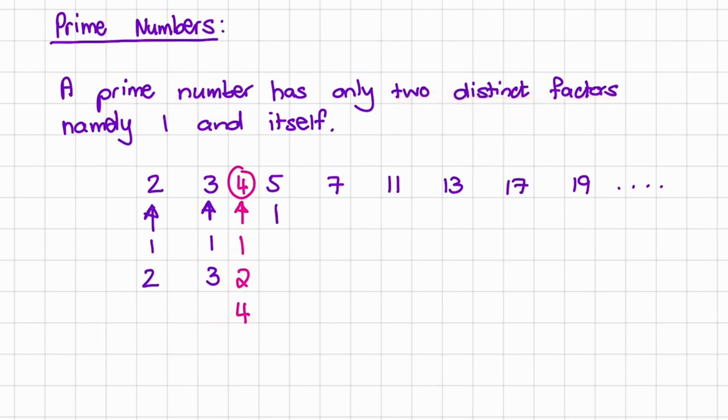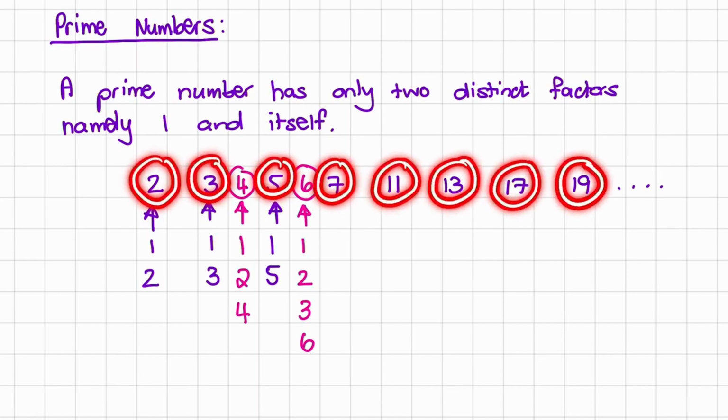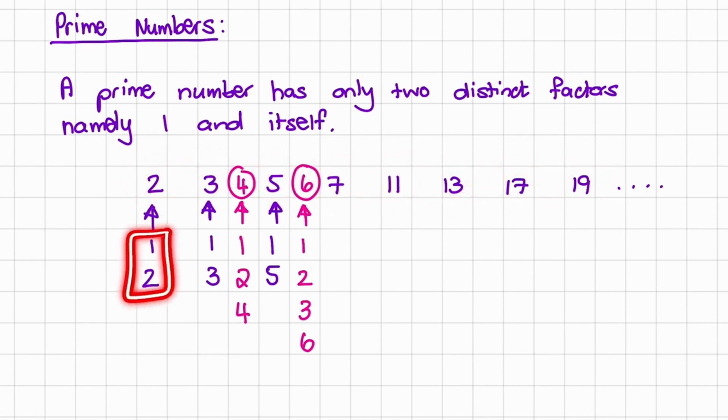Then next we have the number 5, and the numbers that can go into 5 is 1 and 5. And we skipped 6 because the numbers that can go into 6 is 1, 2, 3, and 6 itself. So it has more than 2 factors. So all of these values in the list, 2, 3, 5, 7, 11, 13, 17, and 19, only have 2 factors, 1 and itself.